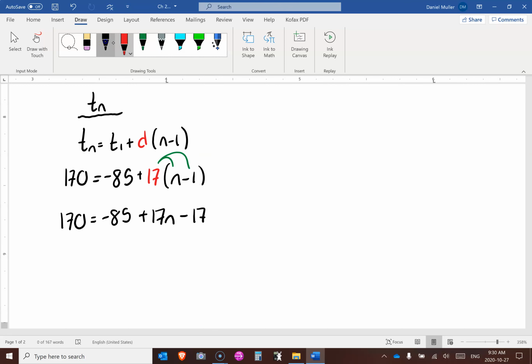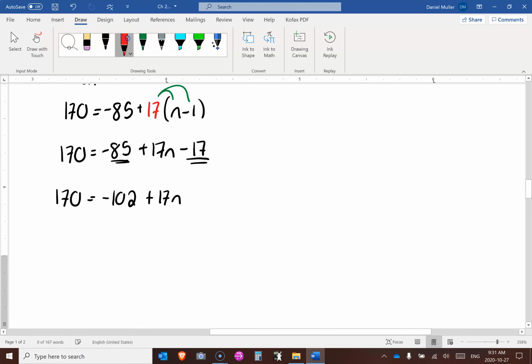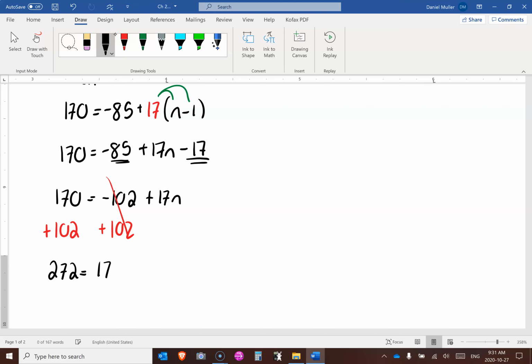So I can combine the like terms here. Negative 85 and negative 17, 85, 95, 105, negative 102 maybe? Plus the 17n. I'll have to double check that. So let's add that 102 over, which is 272 equals 17n. And then let's divide both sides by 17 to get that n alone.